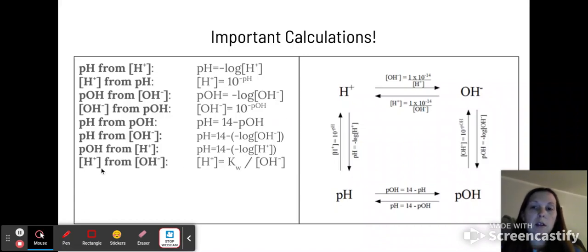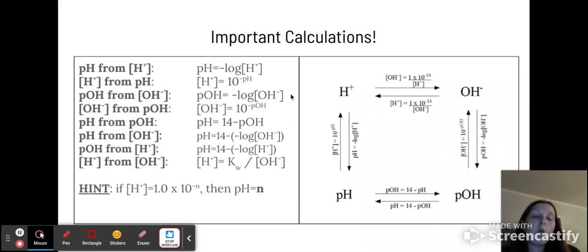And then if you want one of our concentrations from the other concentration, you have to use Kw. So to get the concentration of H+, it'd be Kw divided by OH-. One hint here, which is very helpful depending on what your value for H+ is: if it is 1.0 times 10 to the negative nth power, then your pH is just equal to n. So if it's 1.0 times 10 to the negative 6th, the pH is 6. But it has to be 1.0 out front.